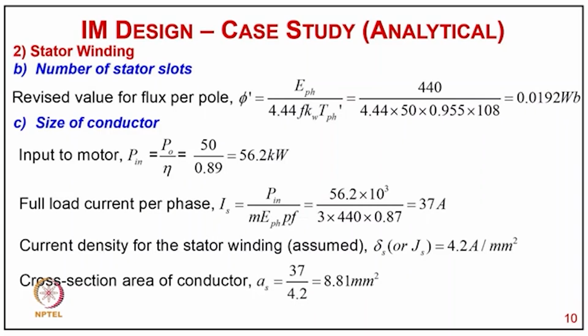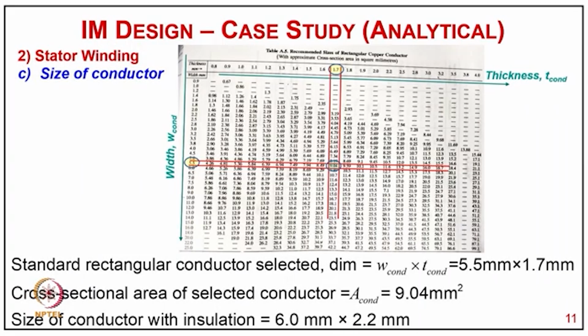Now the cross section of the conductor, we can find out: A S equals 37 ampere, the rated current of the winding, divided by this current density, so it comes to 8.81 millimeter square of conductor cross section used for the stator winding. Now once we know this, we have to find the nearby size of the conductor according to the thickness and the width of the conductor, and from both the cross section area, because these conductors are also standardized, as given in the table.